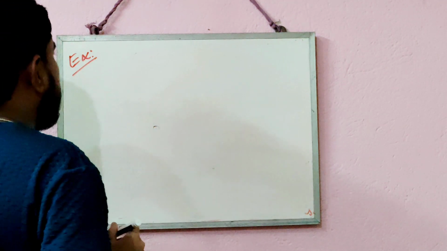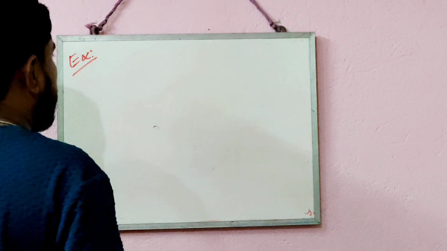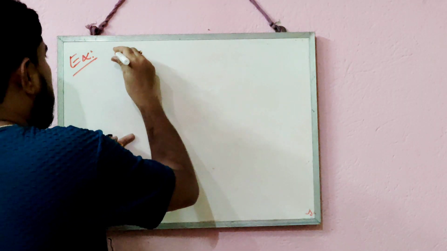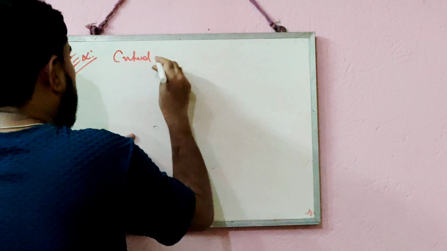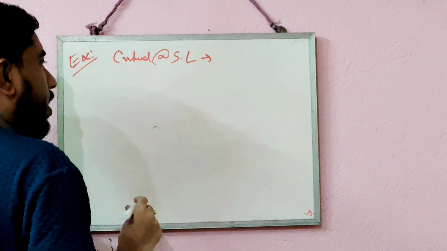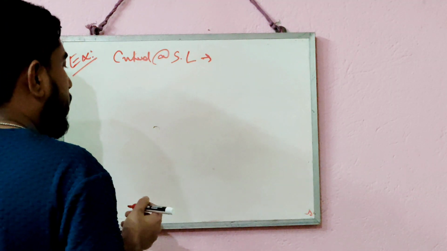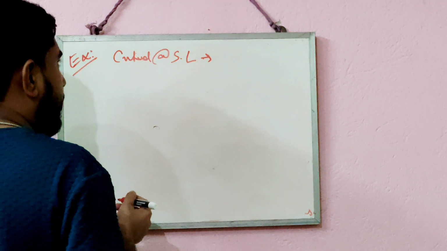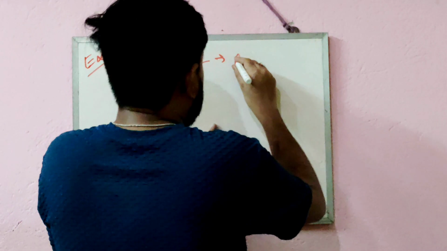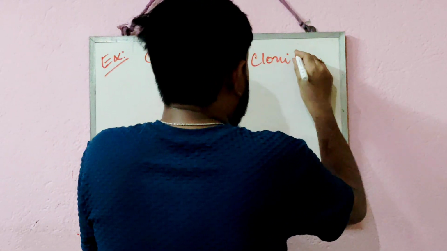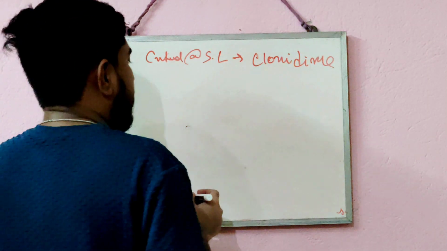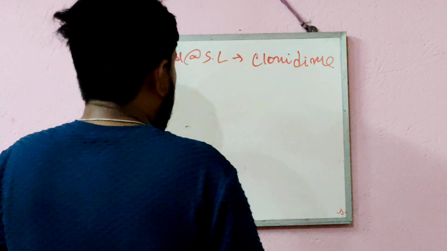So based on different classification, we are going to discuss different examples. There are different classifications. What are they? The first one is centrally acting sympatholytic. They act in the central nervous system and inhibit the action of adrenergic receptors, which leads to the action of sympatholytic drugs. An example is clonidine. Clonidine is also used to treat hypertension, or high BP.